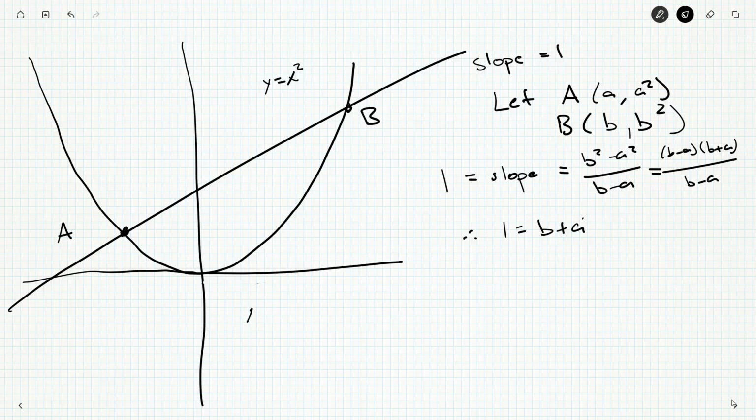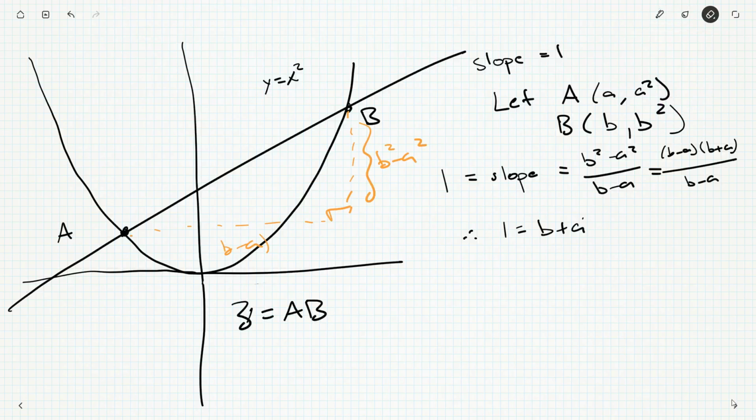Well, they told me the length of the segment. So 3 is AB. Now, how do we figure out the distance here? Well, we either know the distance formula, which many people do, or we can do a simple sort of right angle triangle here. What's this height? This is b squared minus a squared, the difference in the heights. And this distance here is b minus a. So where slope of 1 gives us a rise over run sort of argument, if I view this as a right angled triangle, Pythagoras tells me another thing.